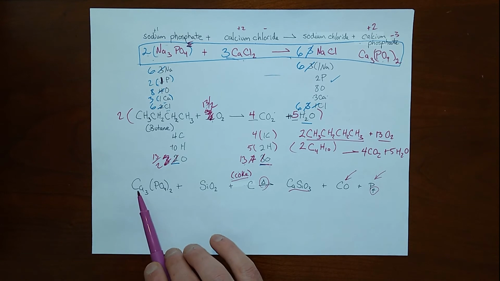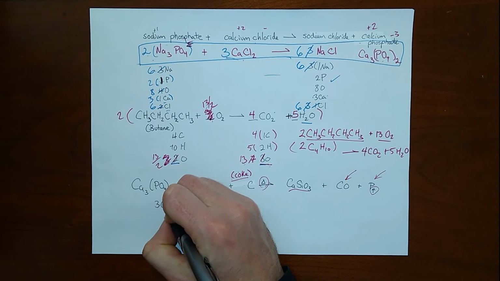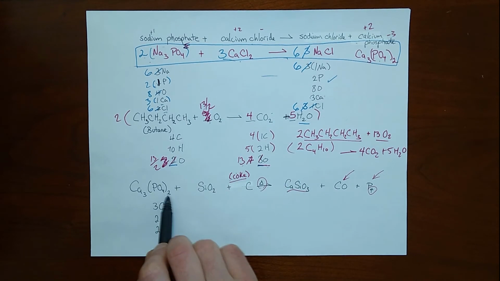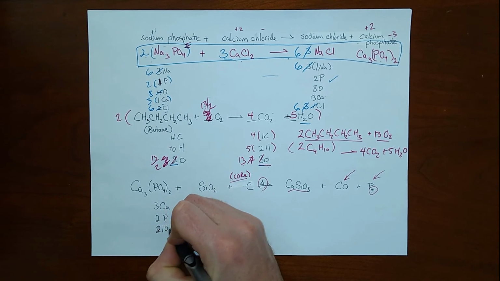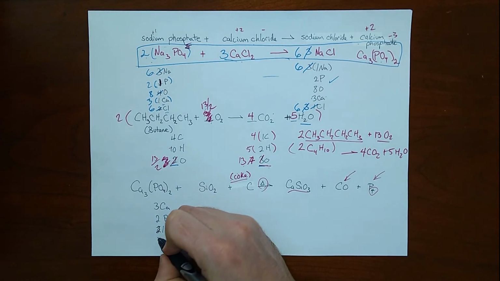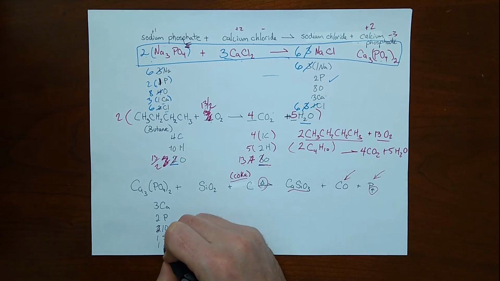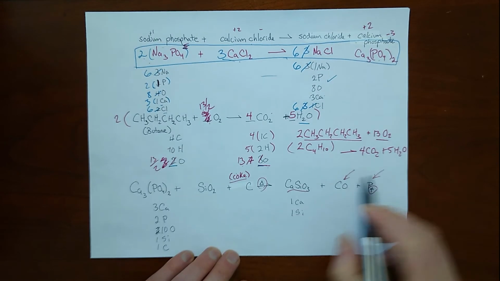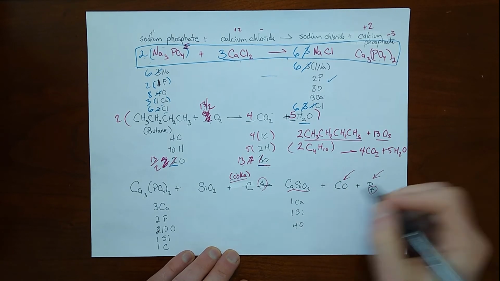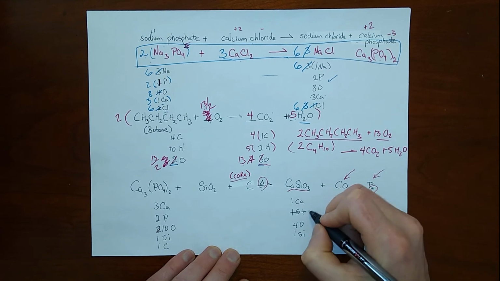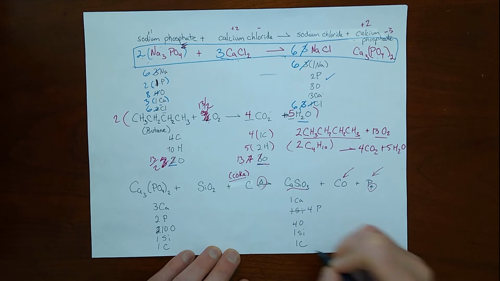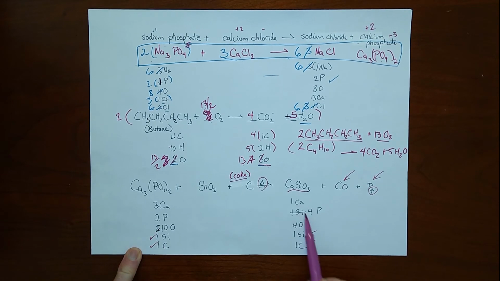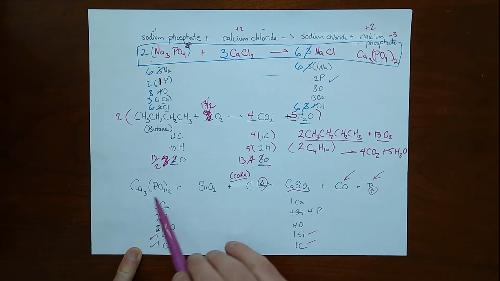So let's see if this is balanced. We have 3 calcium, 2 phosphate, but 2 phosphorus is really what we're interested in. 8 oxygen from here and 2 from here. So we need 10 oxygen atoms on both sides. There's 1 silicon and 1 carbon for now. On this side, we have 1 calcium, 1 silicon, 4 oxygen. Let's put the silicon here so it lines up. 4 phosphorus and 1 carbon. Okay, so we have balance here and here, but nowhere else. So we'll start with the calcium.